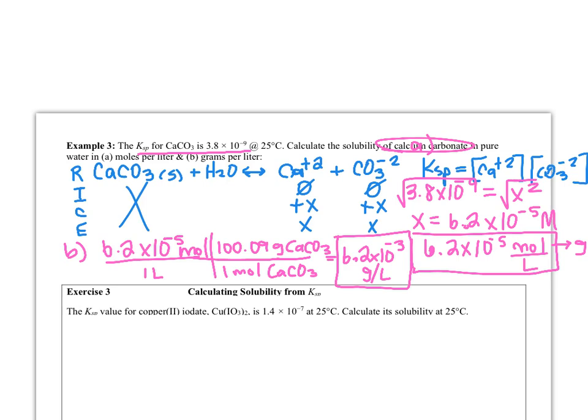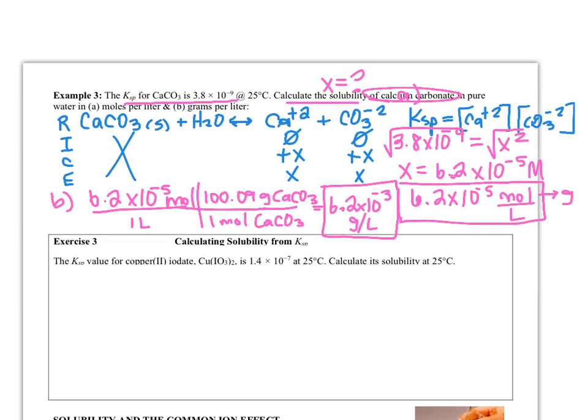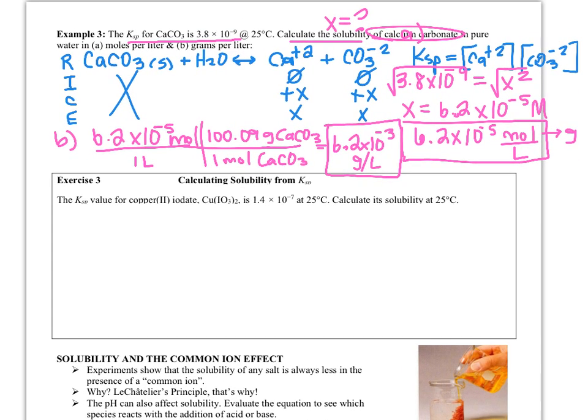Okay, so hopefully not too bad. We have questions on here, but really it's the same. You're just working with what you're given, what you have. If you set up your RICE table, you can easily see what you're using or what you're doing. So as soon as I found X, I knew X was the solubility. So that was super easy. So when it says calculate the solubility, I knew I was calculating X because that's what solubility is of the calcium carbonate.